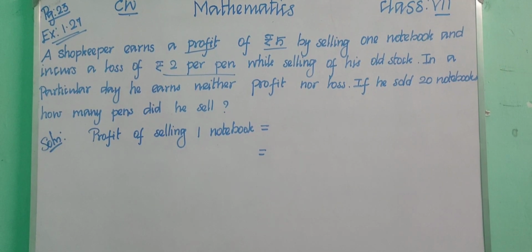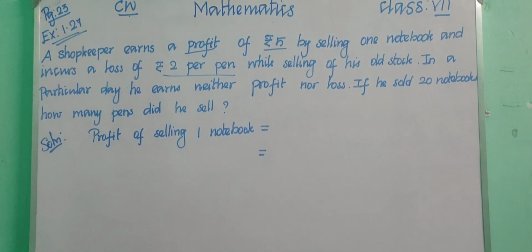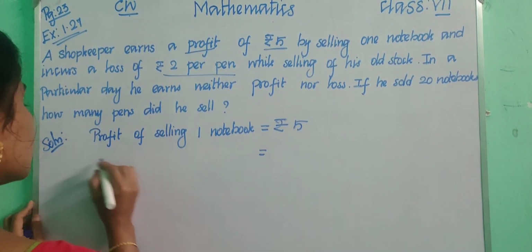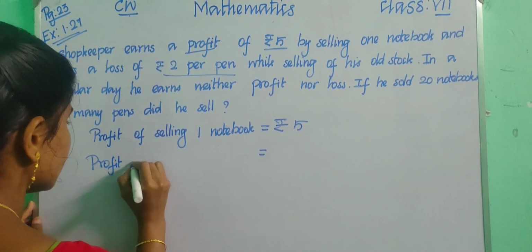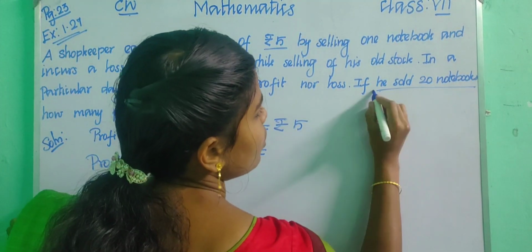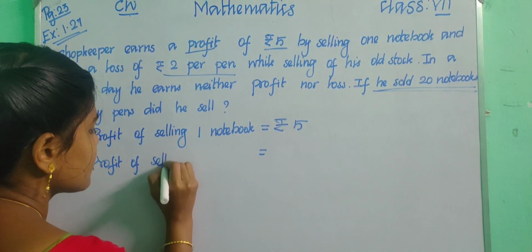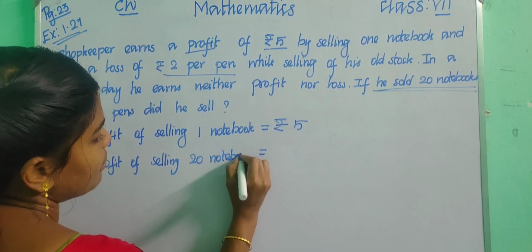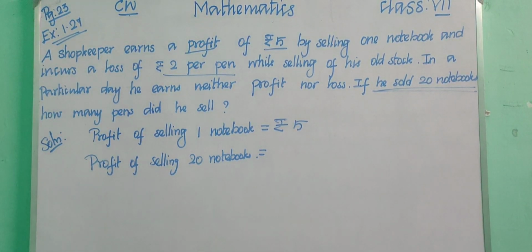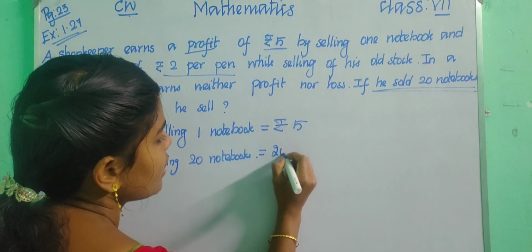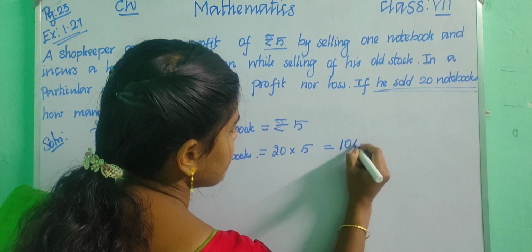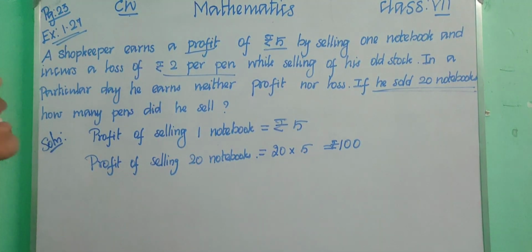Let us write the solution. So, what is given? The profit of selling one notebook is rupees 5, right? So write rupees 5. He sold 20 notebooks, right? So the profit of selling 20 notebooks is equal to 20 into 5. So what will you get? 25 is a 100. So rupees 100 is the profit for him.